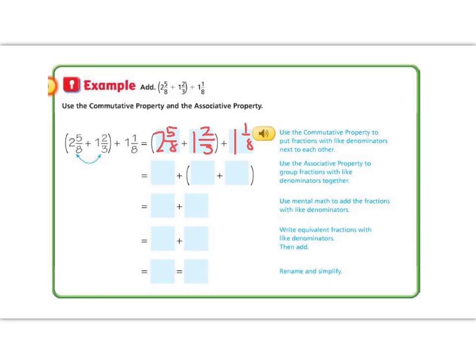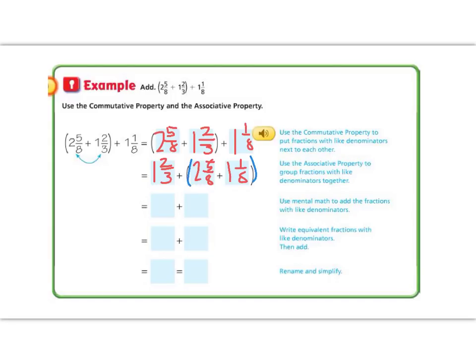Now remember, the reason why we use grouping symbols is to make mental math easier. So the thing that I see that's kind of weird is that we have eighths and thirds, but they're not together. So let's go ahead and move them together. So I'm going to put my 1 and 2/3 out in front. So I'm going to put the thirds by itself. And then I'm going to put the 2 and 5/8 together with the 1 and 1/8. So that means now they're together and I have grouping symbols around them, so I'm allowed to add them first.